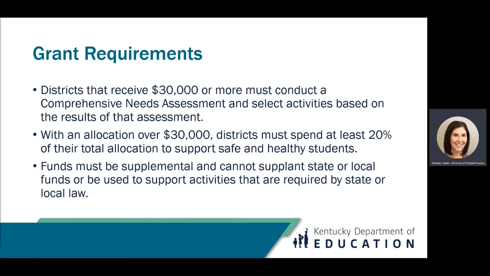The Title IV Part A grant requires that districts that receive $30,000 or more must conduct a comprehensive needs assessment to select activities based on the results of that assessment. With an allocation over $30,000, districts must spend at least 20% of their total allocation to support safe and healthy students. Funds must be supplemental and cannot supplant state or local funds or be used to support activities that are required by state or local law.